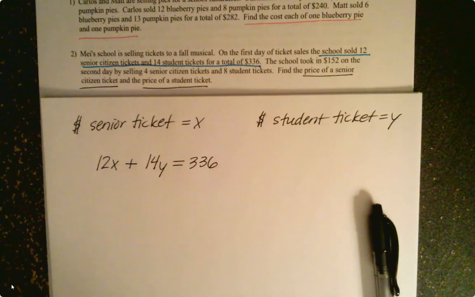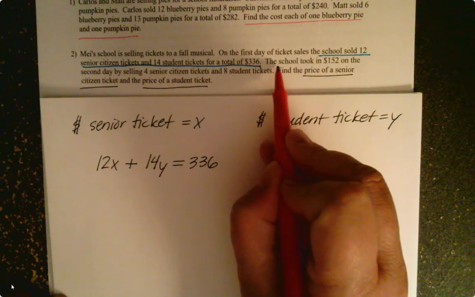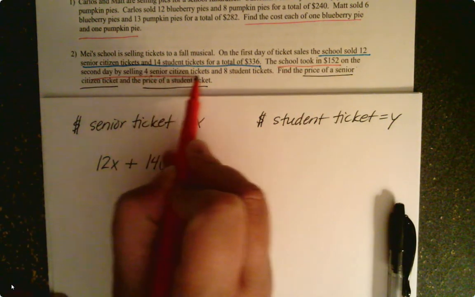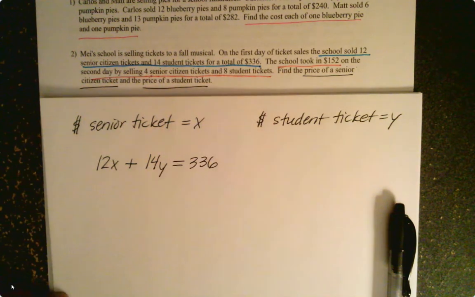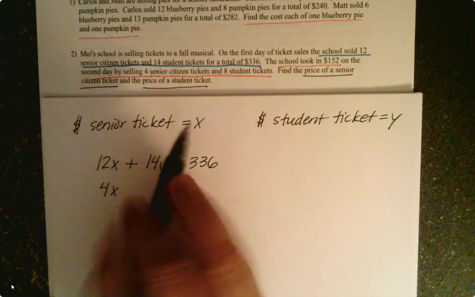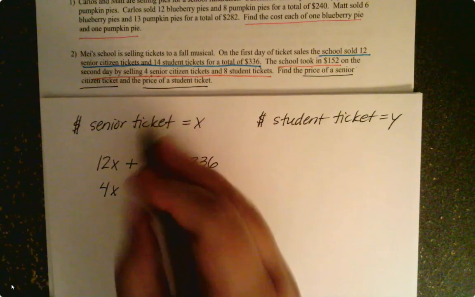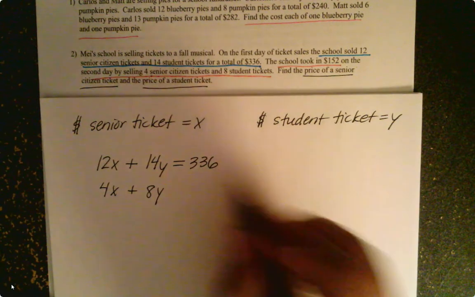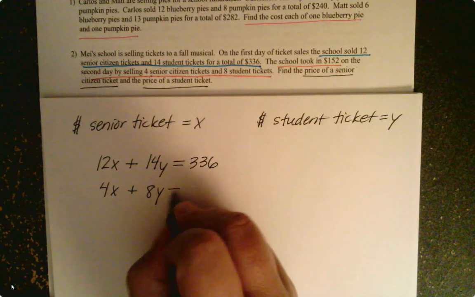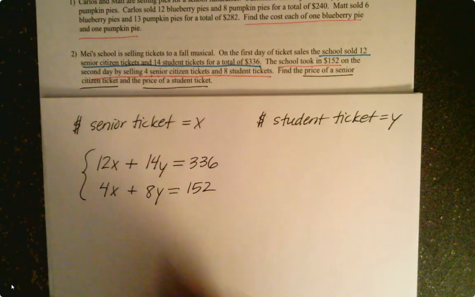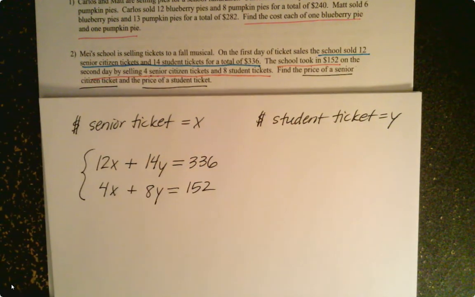This sentence tells me the school took in $152 by selling 4 senior citizens and 8 student tickets. So 4 senior tickets, so 4 at this rate, plus 8 student tickets, 8 at this rate, gives me $152. And again, now I have my system of equations and I can solve it any way I want to.